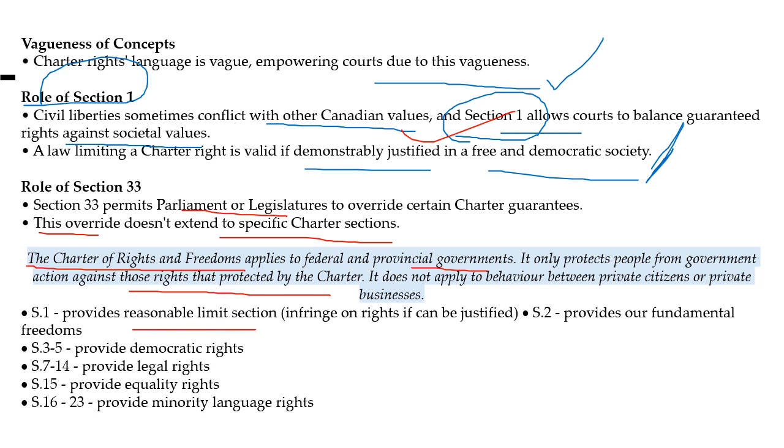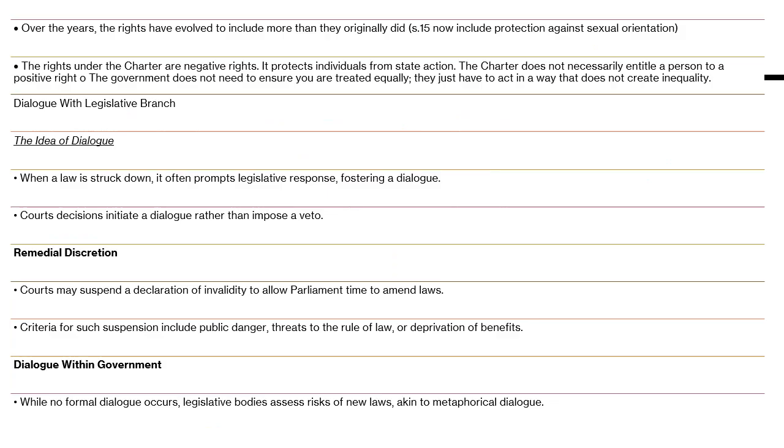Section 1 provides the reasonable limit section. Then section 2 provides fundamental freedoms, sections 3 to 5 provide democratic rights, 7 to 14 provide legal rights, 15 provides equality rights, and 16 to 23 minority language rights. So these are the few Charter sections that are important. But as time passed, the rights have evolved by including more things into them. So one right today is not restricted to one area. Like section 15 equality also protects people today against discrimination based on sexual orientation. So this is how we have been evolving.